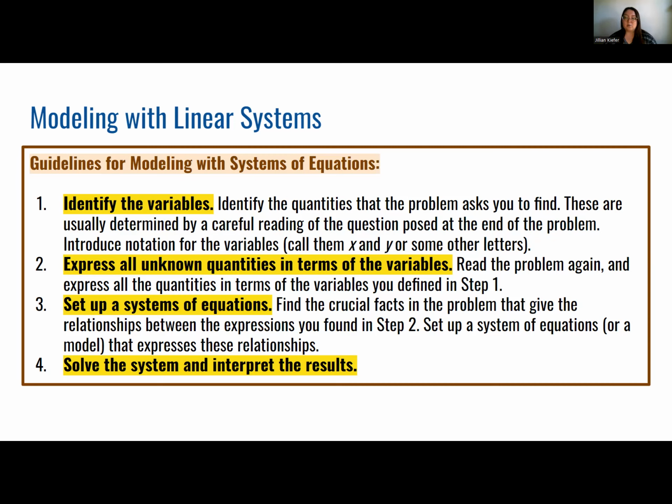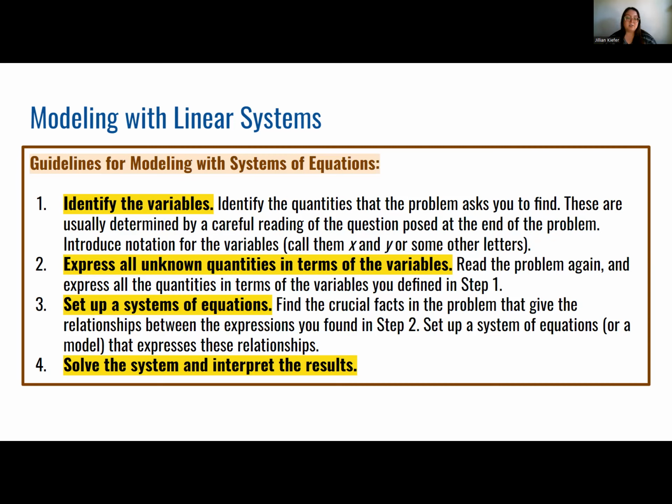You would take those crucial facts in the problem that give the relationships between the expressions that you found in step 2. So basically in step 2, you want to try and just set up those actual equations. And then step 3 is just putting them in a system, so basically stacking them and putting a big curly brace around it. So you want to set up your system of equations, or a model, same thing, and it expresses these relationships.